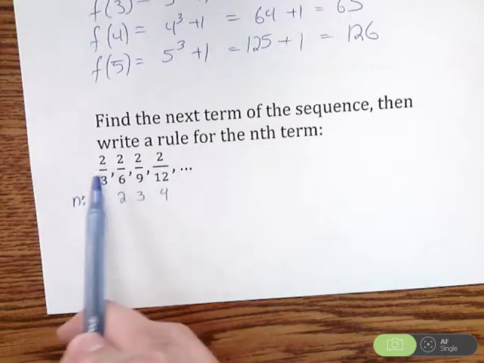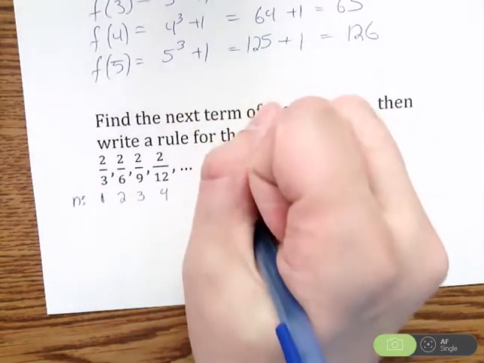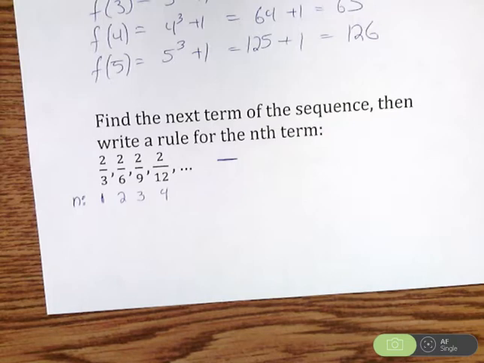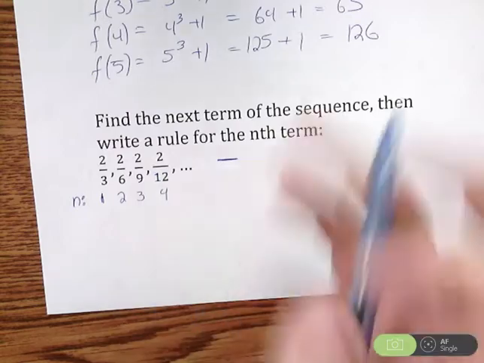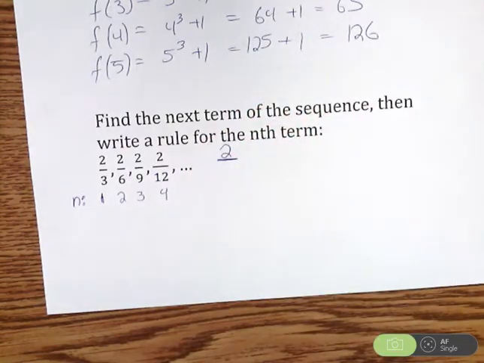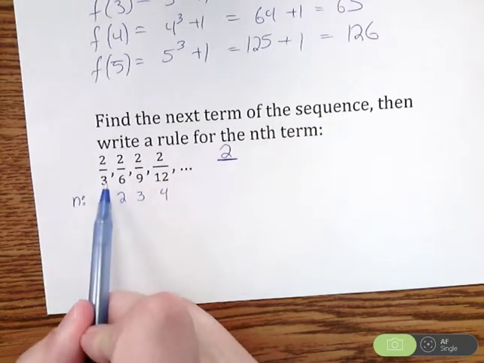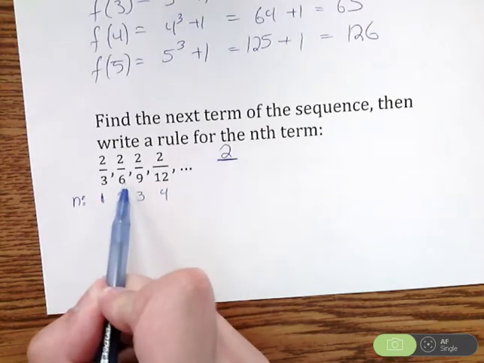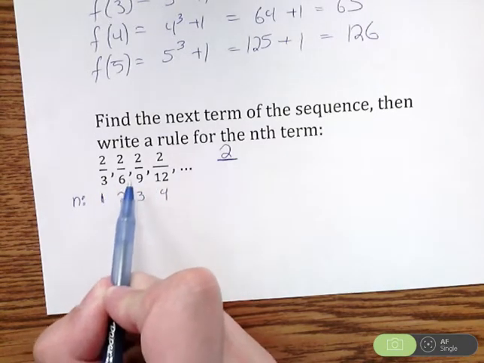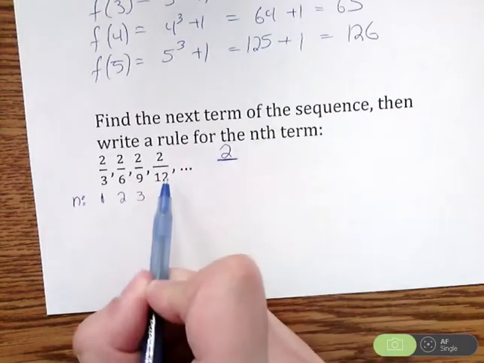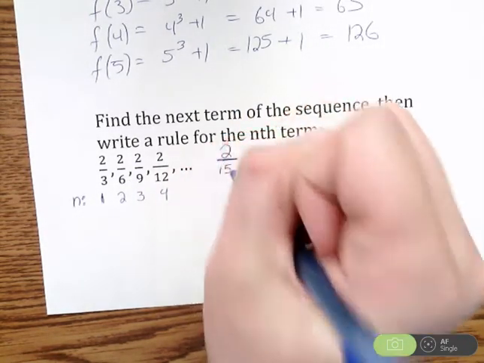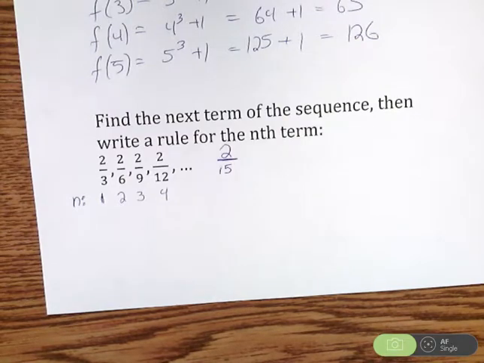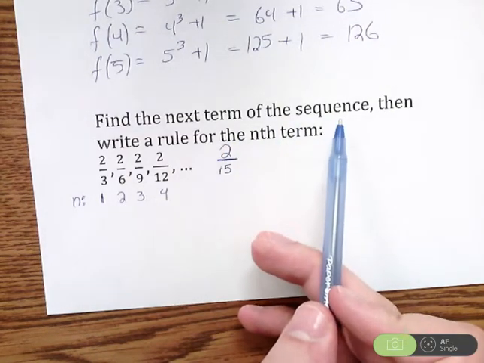For example, I have a fraction here, fraction, fraction, fraction. So my next term is probably going to be a fraction as well. That's one pattern I notice. The other obvious pattern is I have 2, 2, 2, 2. So I'm probably going to have a 2 in the numerator for my next term. Then if I look at the bottom, I go 3, 6, 9, 12. I notice I'm increasing by 3 every single time. So if I go from 12, I'm going to have 15. So 2 over 15 is going to be the next term of my sequence.